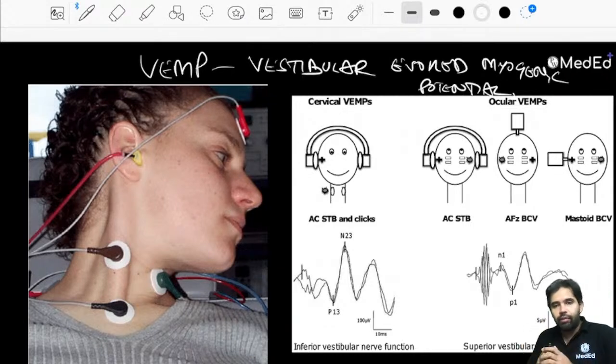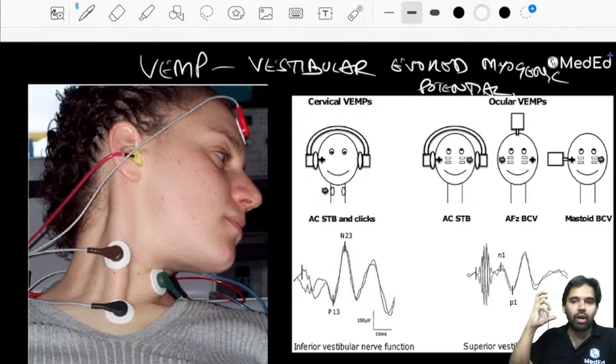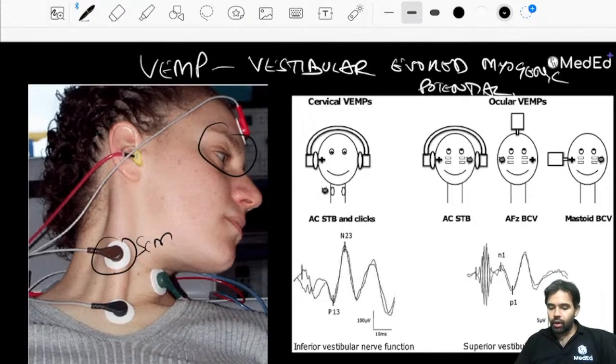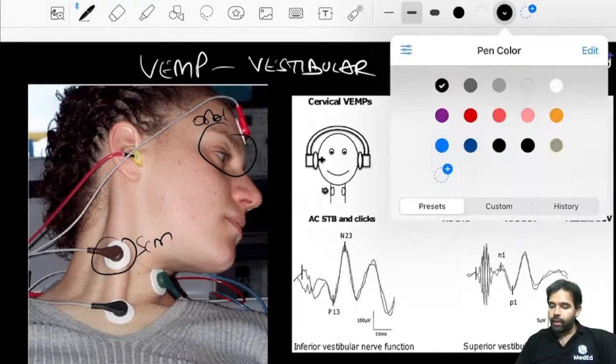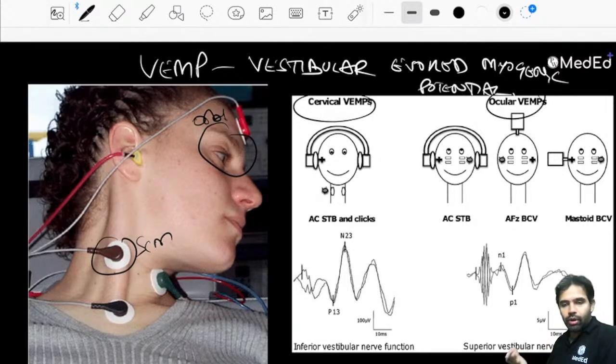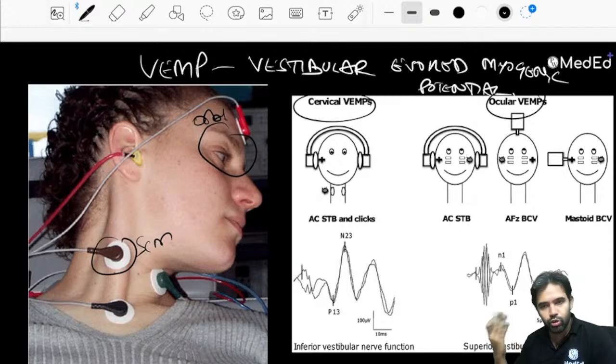So whenever we hear a loud sound, we make certain movements. And why is the neck movement there? Because of the sternocleidomastoid. The sternocleidomastoid has a response to loud sound, and your eyes close, your ocular muscles have a response to loud sound. So in VEMP we put electrodes on the sternocleidomastoid and around the eye orbit. Okay, and we look at cervical and ocular responses. Basically the cervical one will tell whether your inferior vestibular nerve is fine, and ocular will tell whether your superior vestibular nerve is fine.